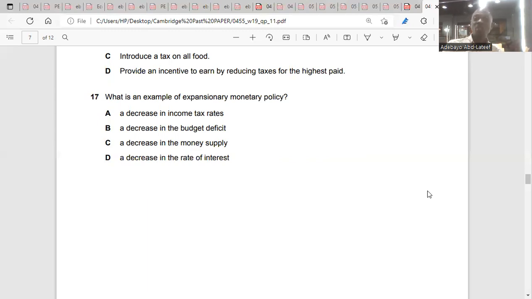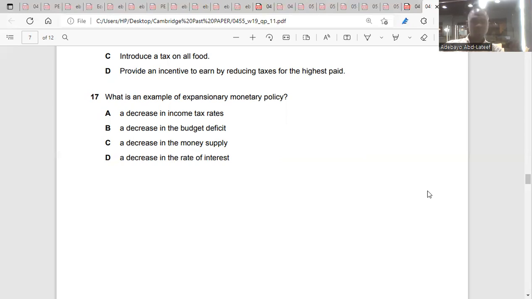So to get that done, government will reduce the rate of interest. If the rate of interest reduces, a lot of people will be able to borrow money from the banks. Yes or no? Yes. And they'll be able to spend. That is what we call expansionary monetary policy. Is it clear? Yes. 17D.